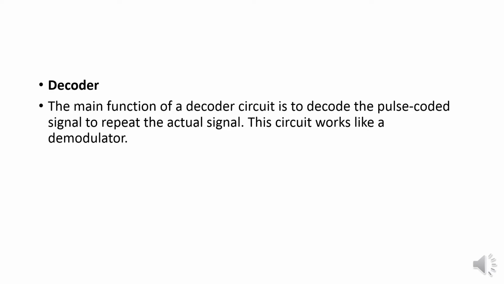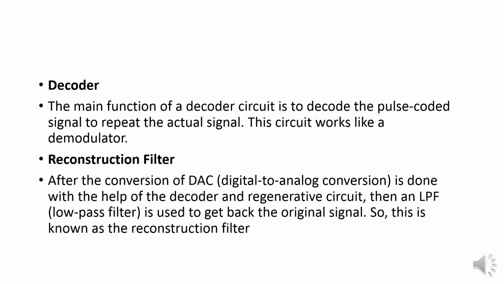Then, in the decoder function, the decoder circuit decodes the pulse coded signal to recover the actual signal. This circuit works like a demodulator. Then the reconstruction filter: after the digital to analog conversion, this is done with the help of the decoder and regenerative repeater circuits. Then the low pass filter is used to get back the original signal. This is known as the reconstruction filter.